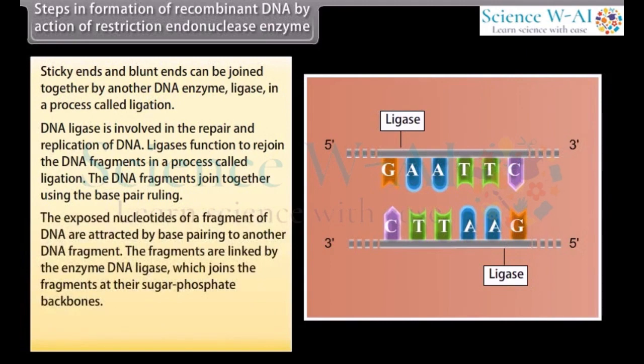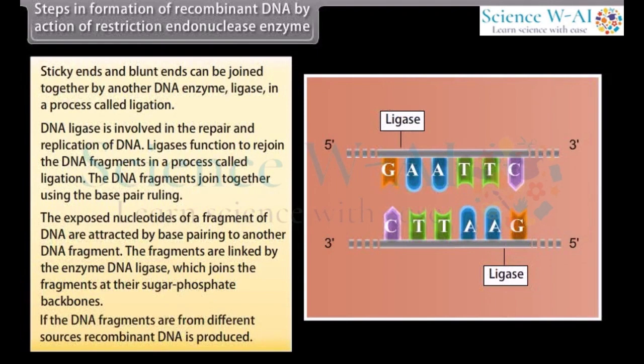The exposed nucleotides of a fragment of DNA are attracted by base pairing of another DNA fragment. The fragments are linked by the enzyme DNA ligase, which joins the fragments at their sugar phosphate backbones. If the DNA fragments are from different sources, recombinant DNA is produced.